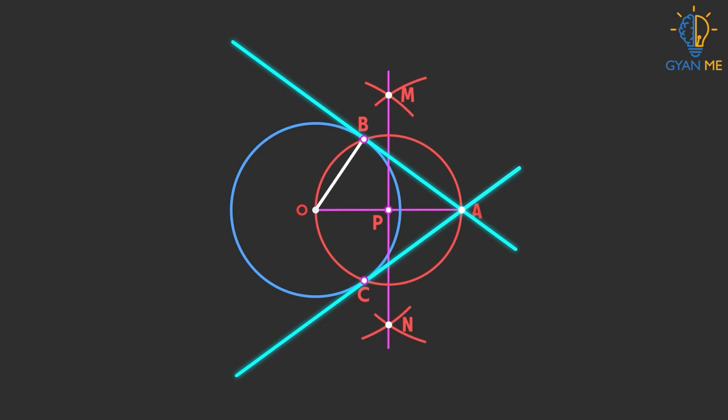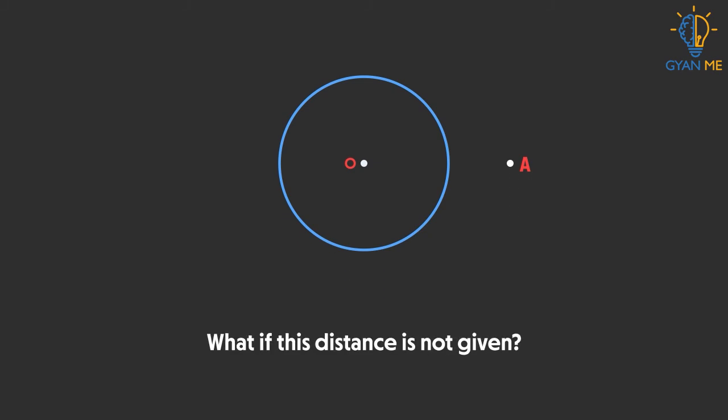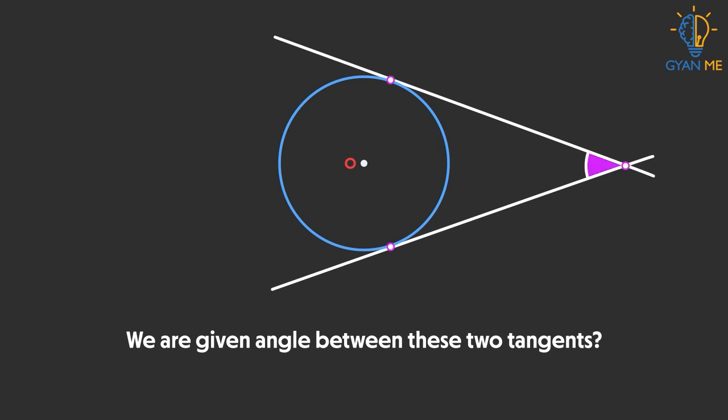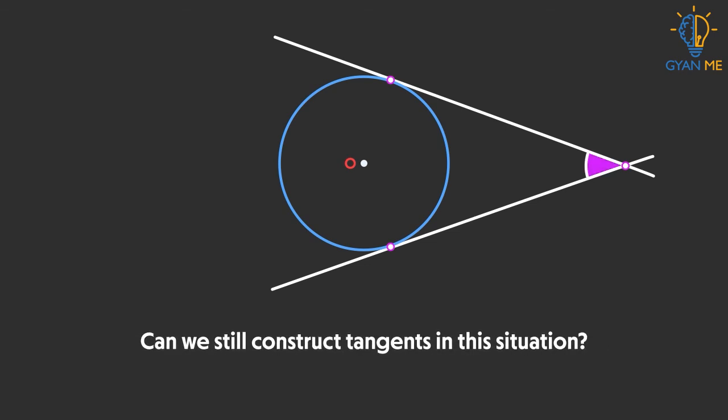Students, observe that here we were already given a circle with its center, and we were also given the distance of the point from which we had to construct the tangents. But what if this distance is not given? And in place of distance, we are given the angle between these two tangents. Can we still construct tangents in this situation? We will see it in our next video.